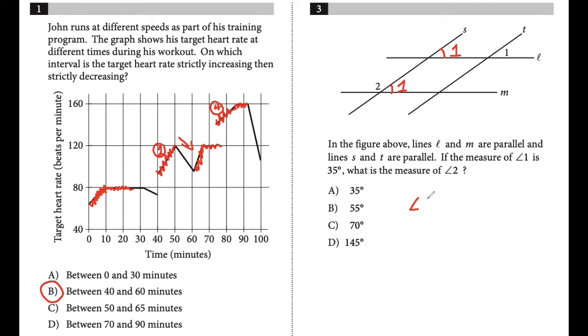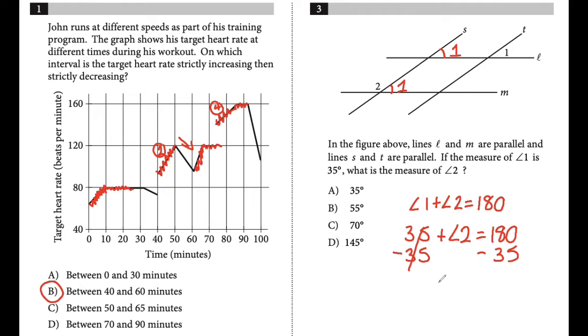So if we add up angle 1 plus angle 2, this is going to give us 180. We know angle 1 is 35, and then we can figure out what angle 2 is by solving for it. The way we get angle 2 by itself is by subtracting 35 on both sides. And we end up with angle 2 equals 145 degrees, or answer choice D.